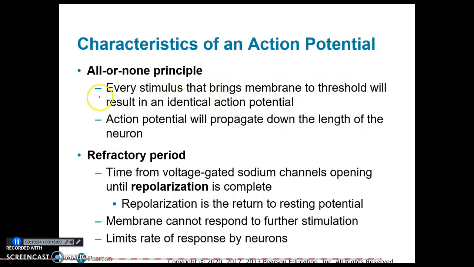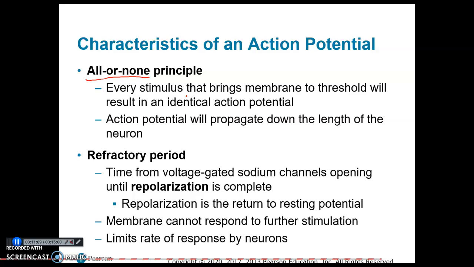Okay, some definitions you need to know for action potential. First of all, an action potential is an all or none event. And that means that if the stimulus or graded potential brings the membrane of the axon to threshold, there will be an action potential, and you'll either have an action potential or you won't. It's all or none. There are no stronger action potentials. There are no action potentials that are weaker or stronger than others. They're all the same strength. They all go to positive 30 millivolts.